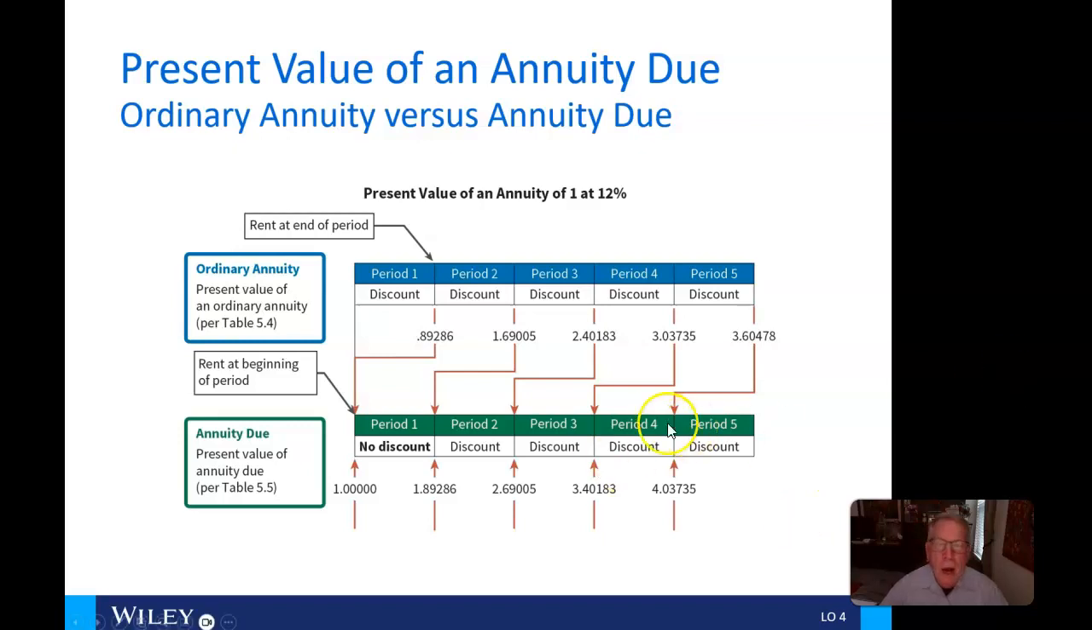Okay, so now we're going to take a look at these. Here's our ordinary annuity in table 5.4, and it shows the rates you see in table 5.4. But if I go into the next table, this is table 5.5, you can see that we're starting here at the beginning of period 1, whereas here we're starting at the end of period 1. And those are different rates, as you can see. So you really got to know when those annuities come due.